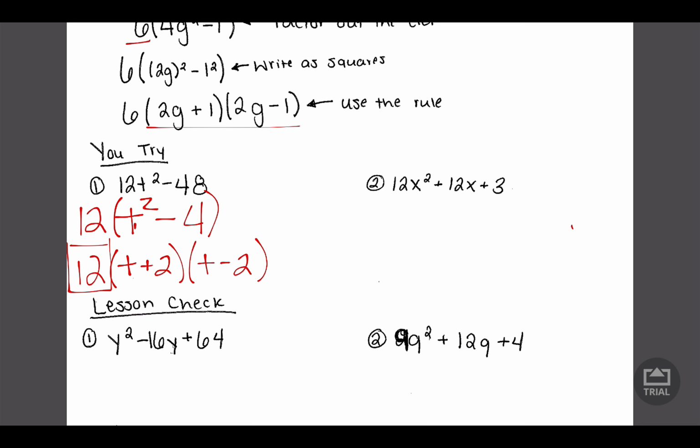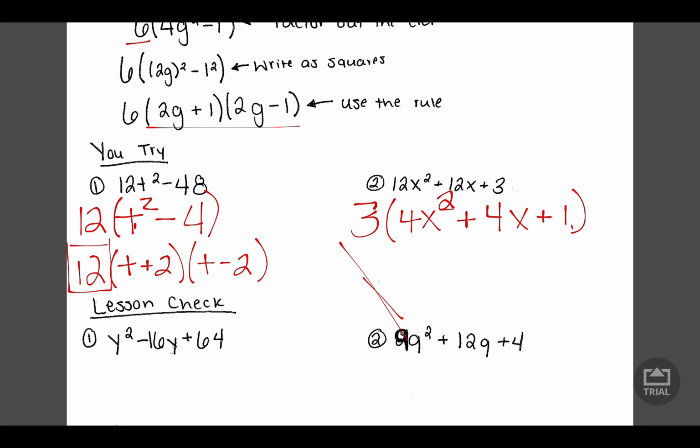All right, this one has 3 parts, but 3 will go into all of them. So pull out a 3. Then we'll have 4x squared plus 4x plus 1. And that's the most you can do on that one. Well, no, it's like the first one.